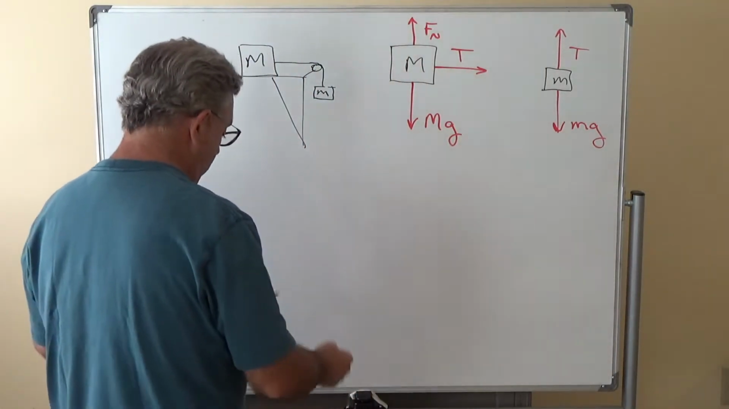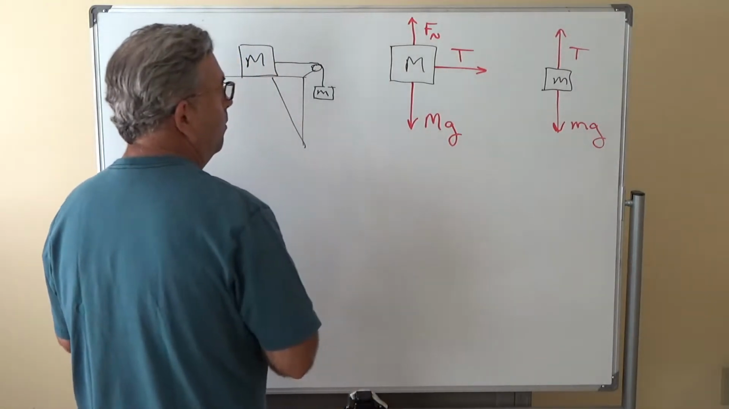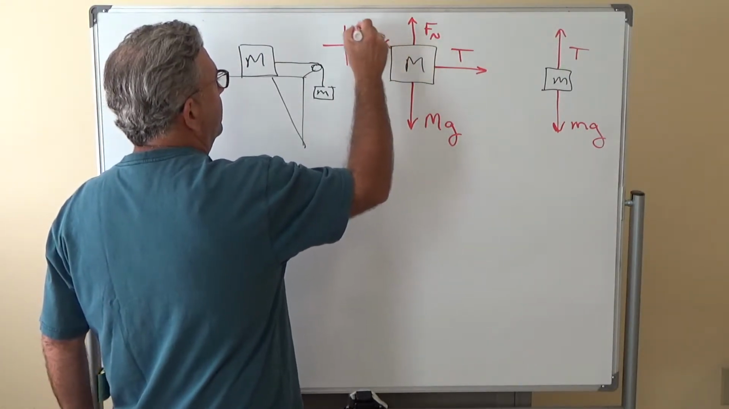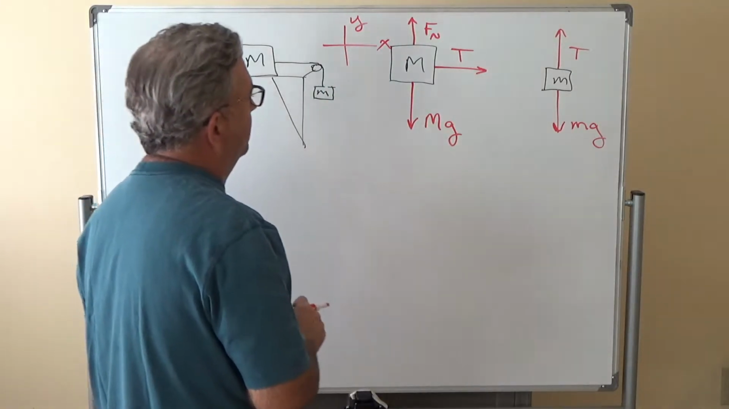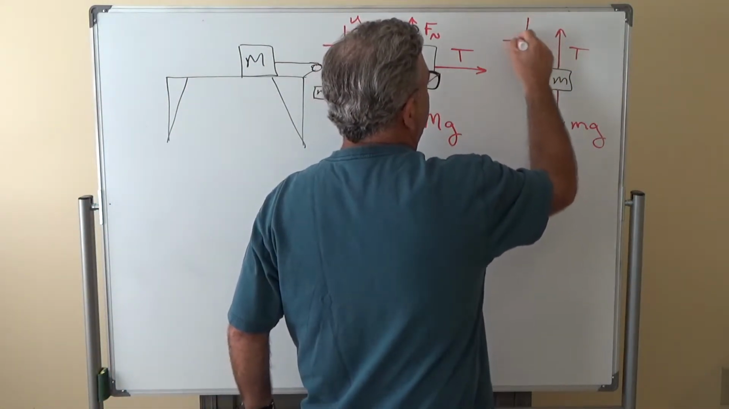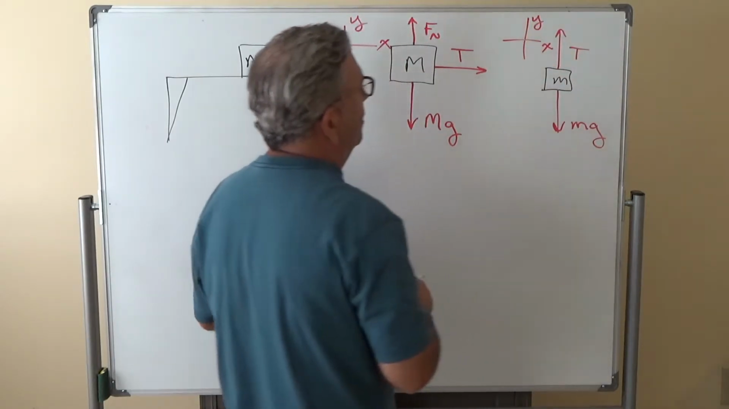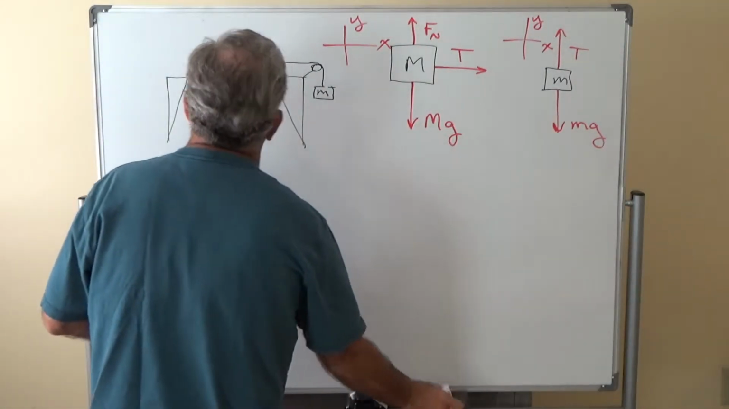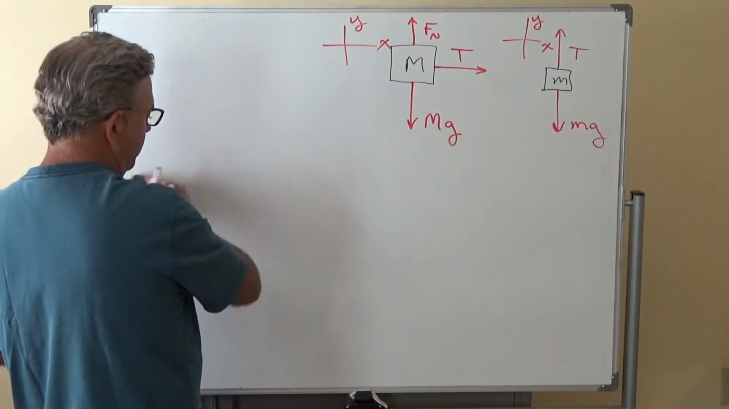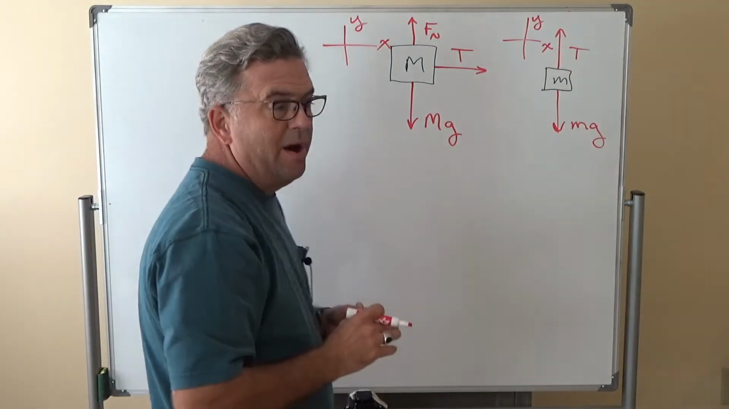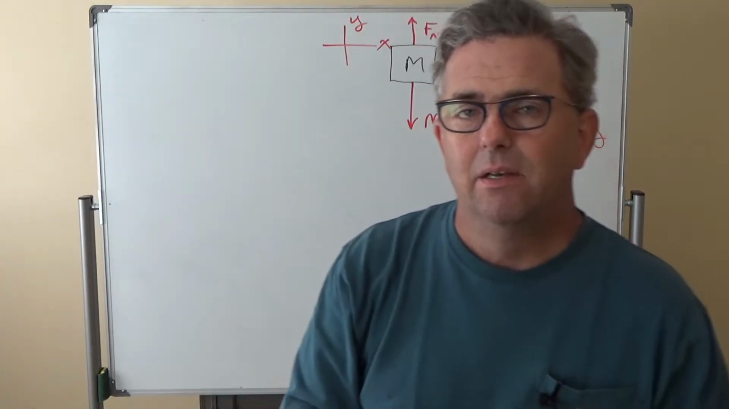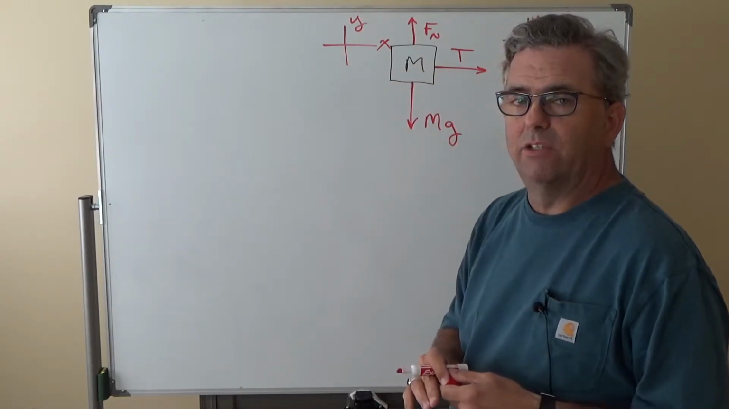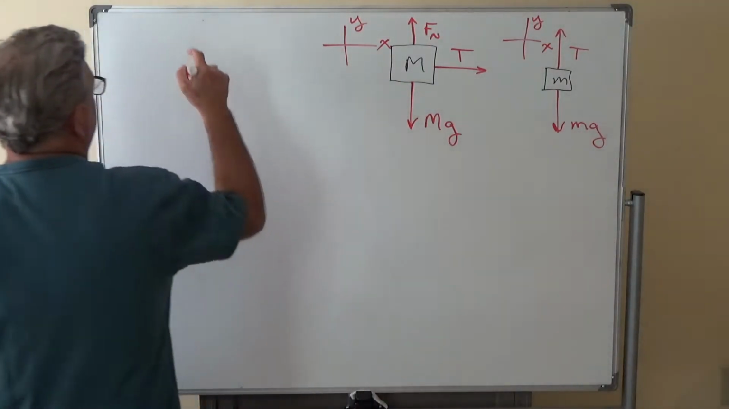So I'm going to set up an XY coordinate system for each one of these masses. And for this one, in this case, it's pretty simple. That's X and Y. For this one, it's the same thing, X, Y. No big deal, okay? So let's look at the big mass first. So we've got the free body diagrams. Now we can analyze, using Newton's second law, the forces acting in each direction. So let's look at big M.